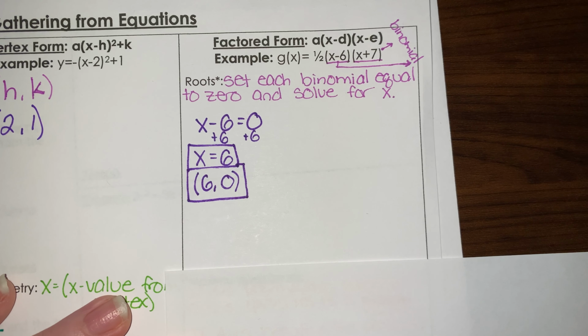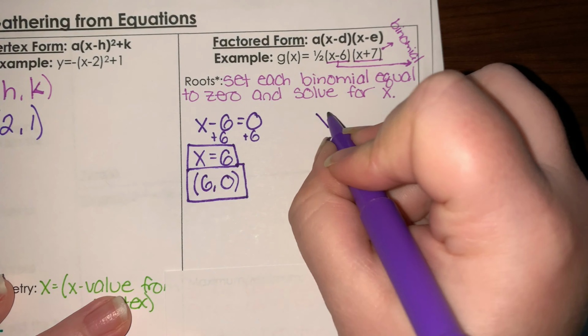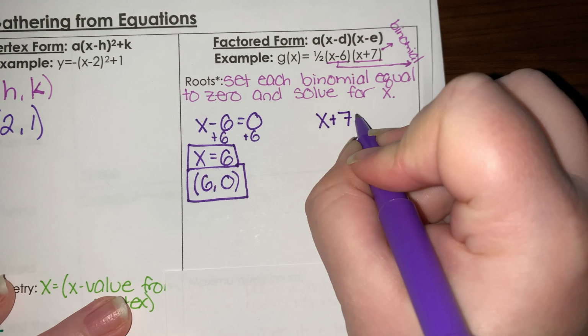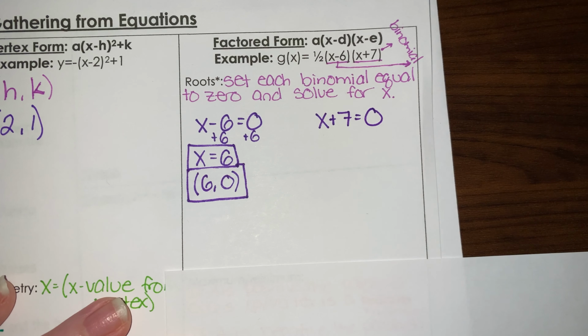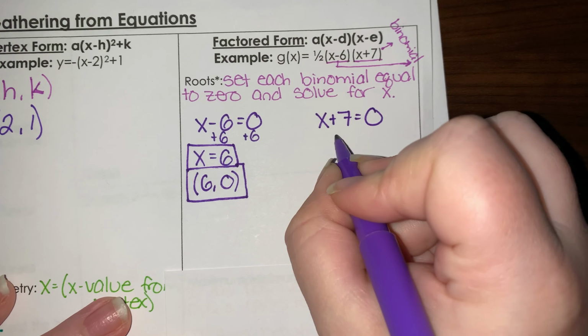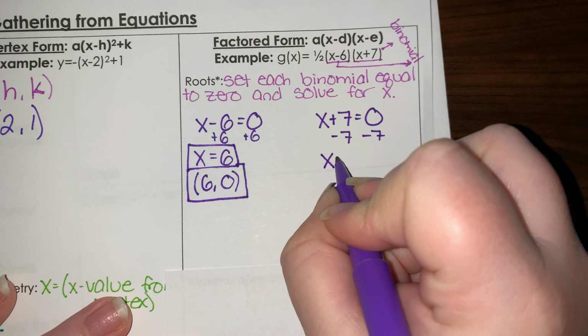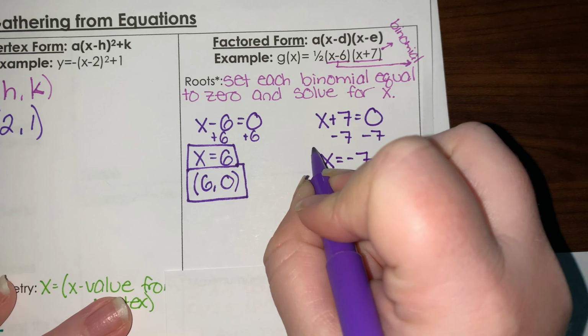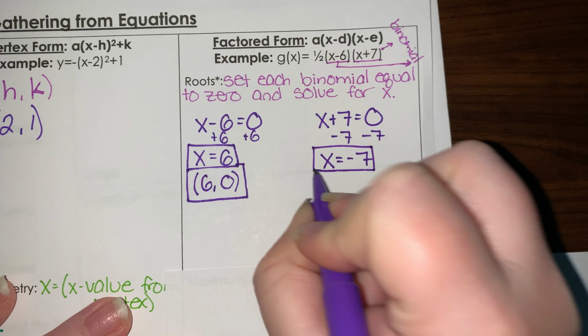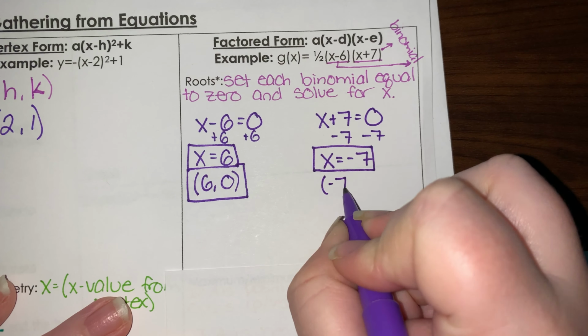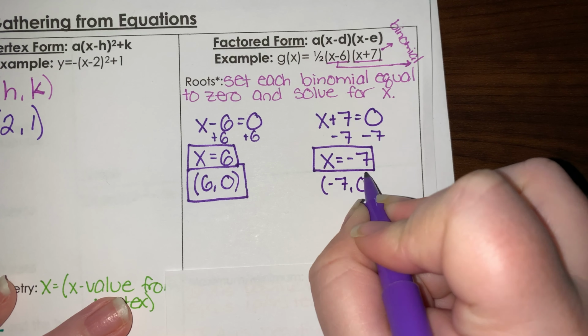Then I take the other binomial, which in this case is x plus 7, and I also set that one equal to 0. So to solve for x, I would subtract 7 from both sides. So I have x equals -7. Or you can write it as a coordinate, -7, 0.